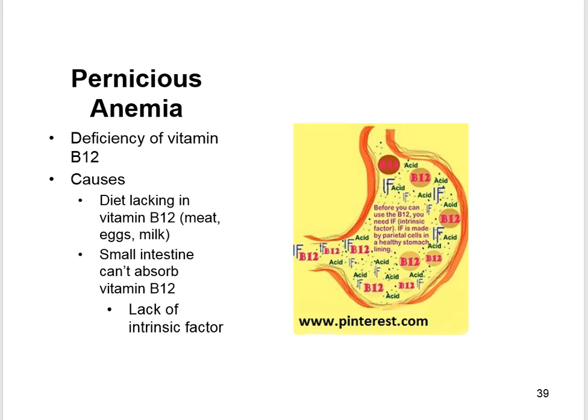Pernicious anemia. This is a deficiency of vitamin B12, from the absence of intrinsic factor secondary to gastric atrophy. Okay, the parietal cells of the stomach secrete hydrochloric acid and intrinsic factor. Causes of this: a diet lacking in vitamin B12, you're missing meat, eggs, and milk, or the small intestine can't absorb vitamin B12 because of lack of intrinsic factor.